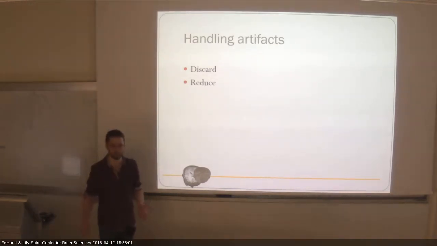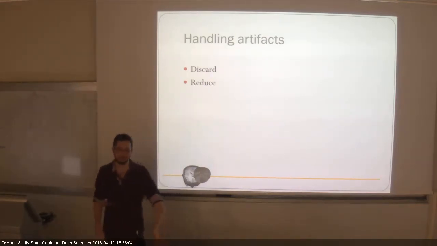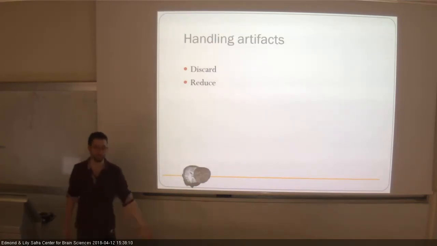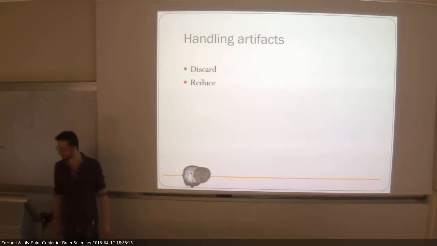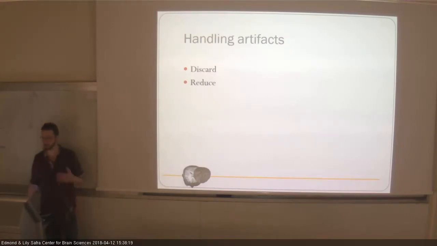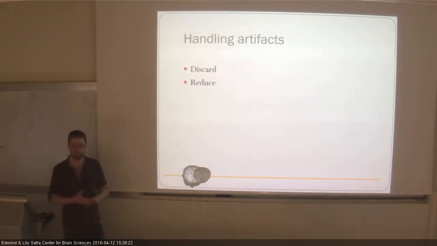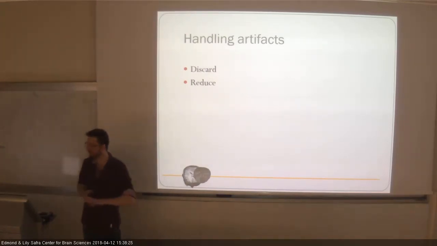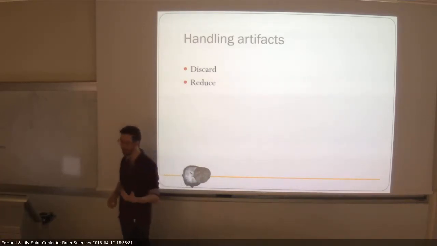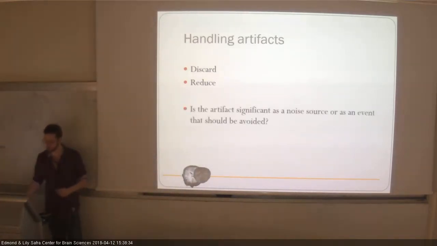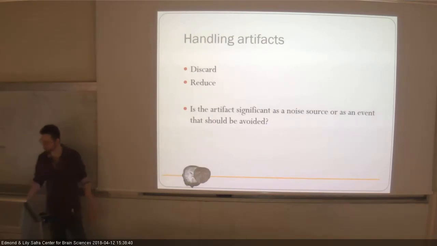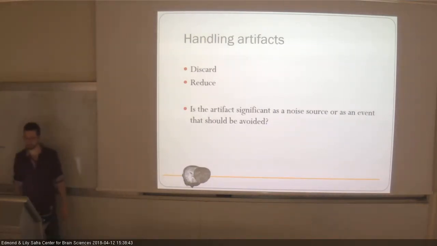Same thing with very high frequencies. If I'm interested only in ERPs, which are generally slow, I can apply a 30 hertz low pass filter and get rid of everything at higher frequencies than that. So these are simple cases. A more interesting case would be decomposing the signal into different components and getting rid of some components, and I'm going to talk about this in a second. But generally, there are questions that you need to ask yourself when you're doing artifact correction.